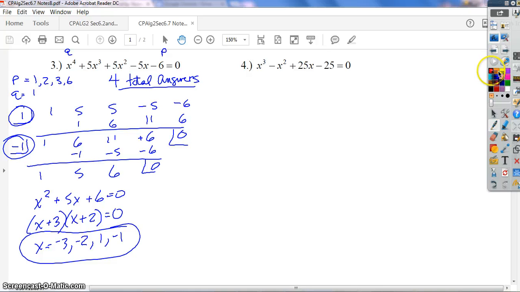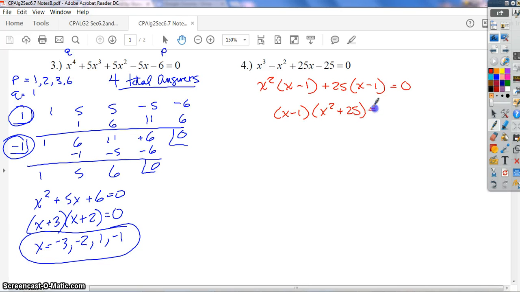Okay. Number 4, I'm going to try to factor by grouping before I jump into the P and Q's. I'm going to pull out a 25 here. This is x minus 1. Good news, x minus 1 matches up, so this is x squared plus 25. Okay, so x is equal to 1.